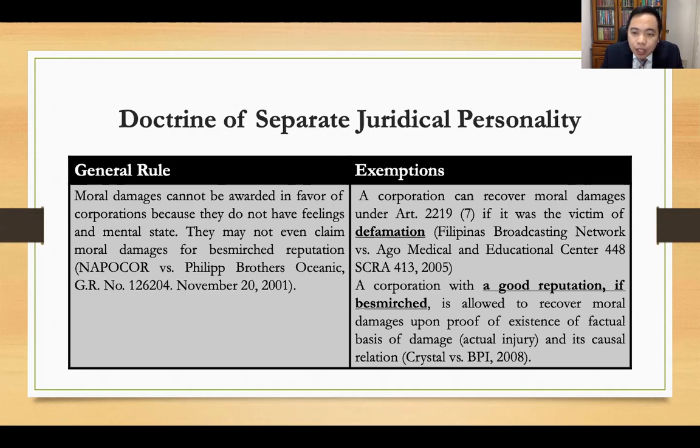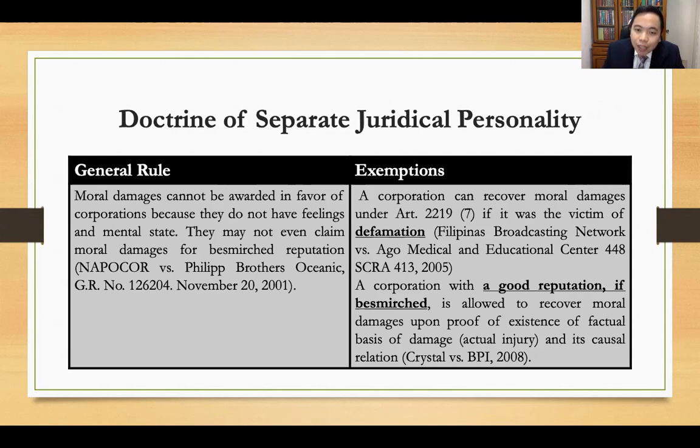Now, in the case of Filipinas Broadcasting Network versus AGO Medical and Educational Center, decided by the Supreme Court, the citation is 448 SCRA 413, 2005. In this case, class, ang nangyari dito, itong AGO Medical ay isang eskwelahan, isa siyang korporasyon.